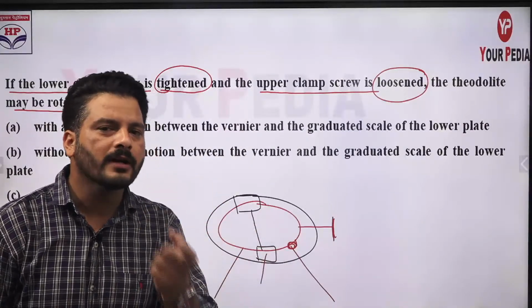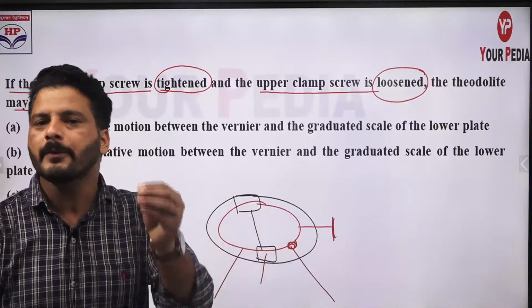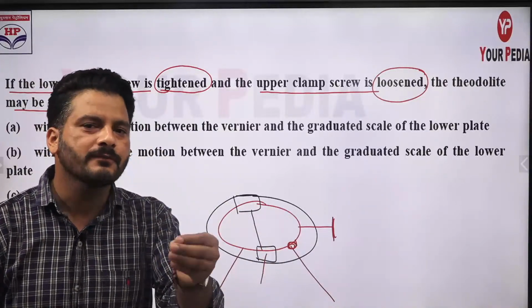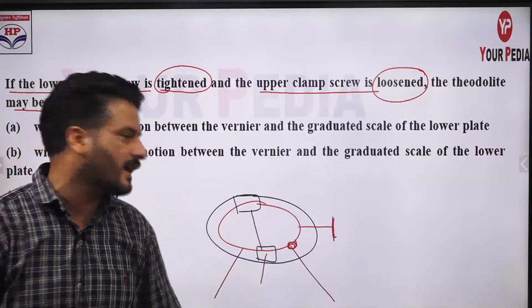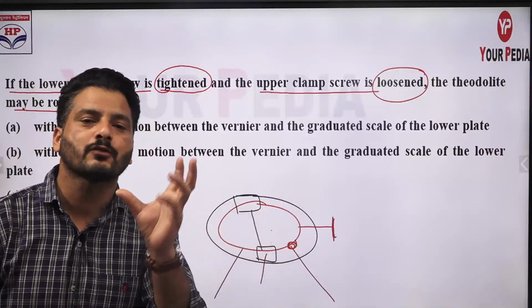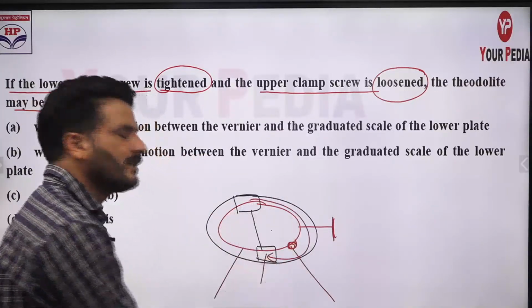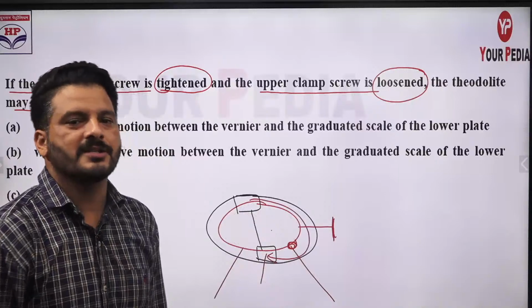When the lower clamp screw is tightened, the lower plate will not move. If the lower plate is not moving, the graduations from 0 to 360 degrees are marked on this plate, and the upper clamp screw is loosened, so the upper plate can move. It means the reading on this horizontal circle changes.